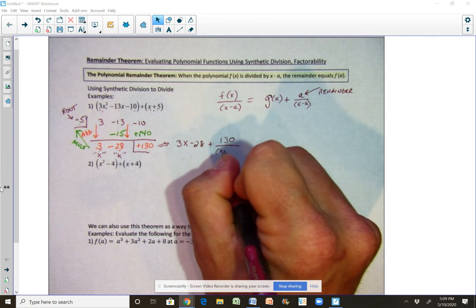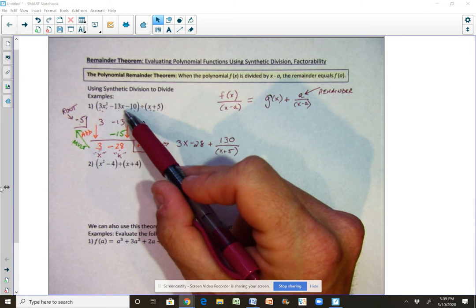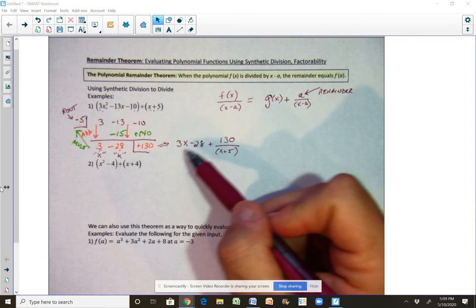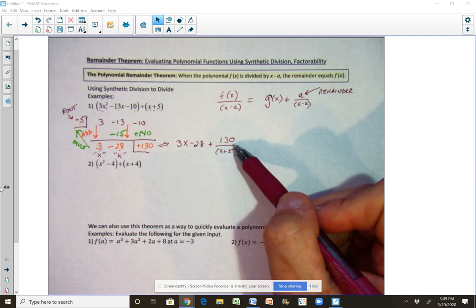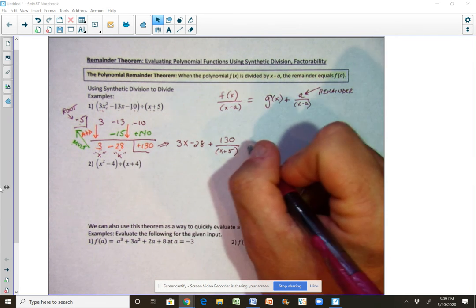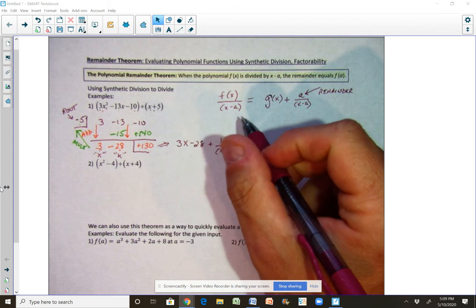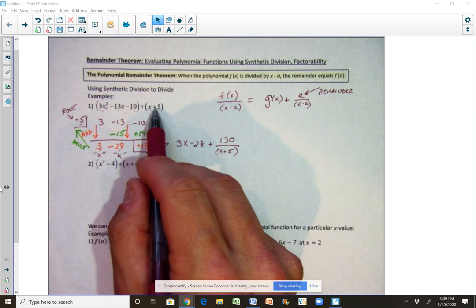So this is going to be x plus 5. So in other words, x plus 5 goes into 3x squared minus 13x minus 10. It goes in 3x minus 28 times. However, there's a remainder of 130. What this is also useful for helping us out with is evaluating functions. So you see how we plugged in a negative 5 as the x root value for that factor?